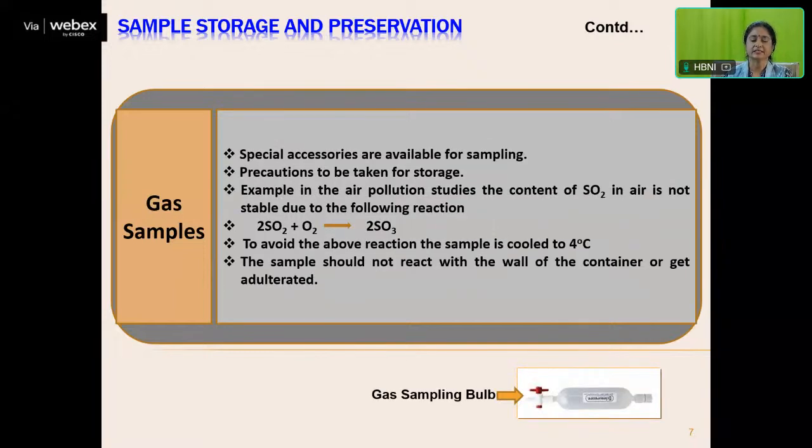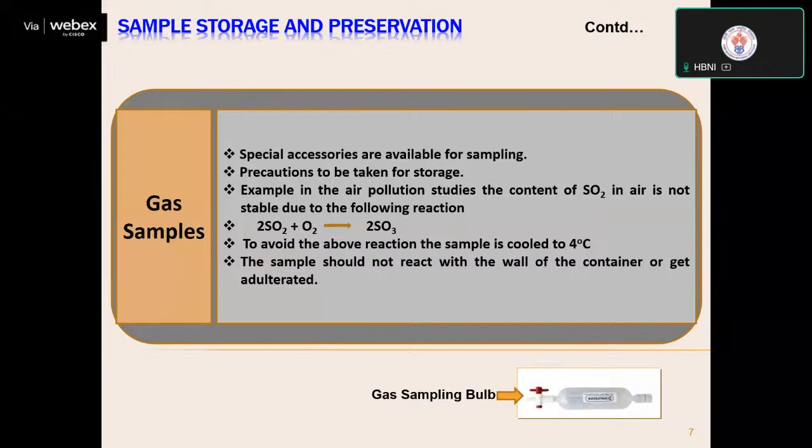For gaseous samples, special accessories are available for sampling, and precautions must be taken for storage. For example, in air pollution, say you want to analyze SO2 in the air, but it is not stable. If oxygen is there in the air, then it will form SO3. So you will not be able to know the exact concentration of SO2 when you analyze the sample. To avoid this, you have to store the sample at 4 degrees centigrade. The sample should also not react with the walls of the container, so that its identity is maintained.